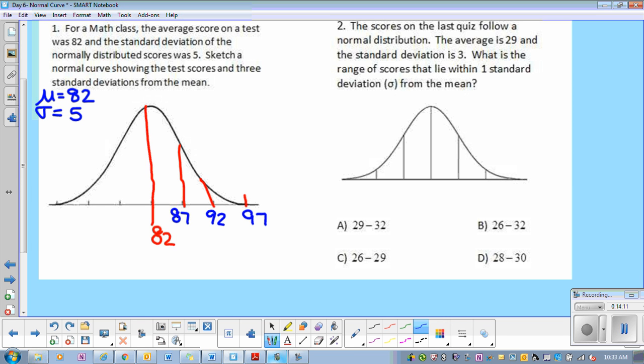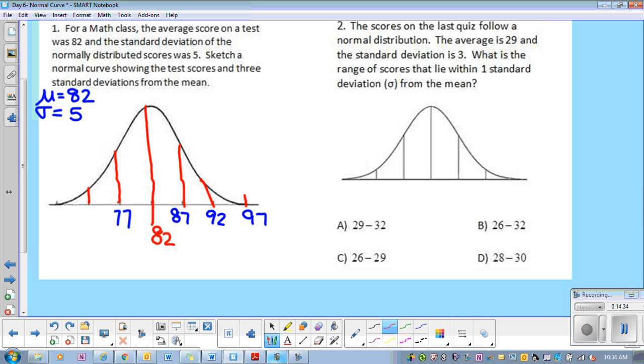But we also have to do the below. So 1 standard deviation below the mean. What do you think you're going to do? You think you're still going to add the 5? Subtract. Yeah, because now you're going below the mean, right? So what's 82 minus 5? 78.